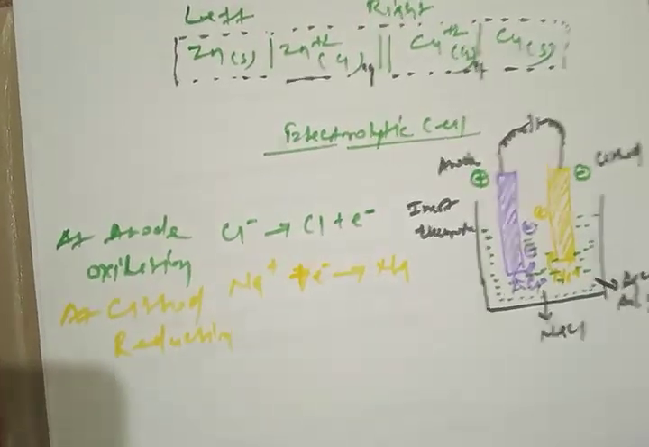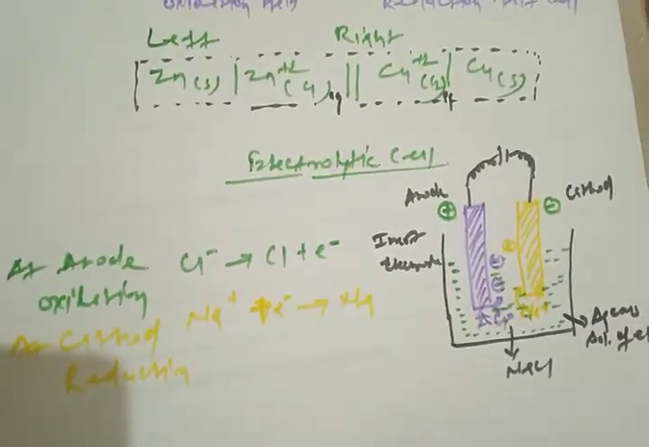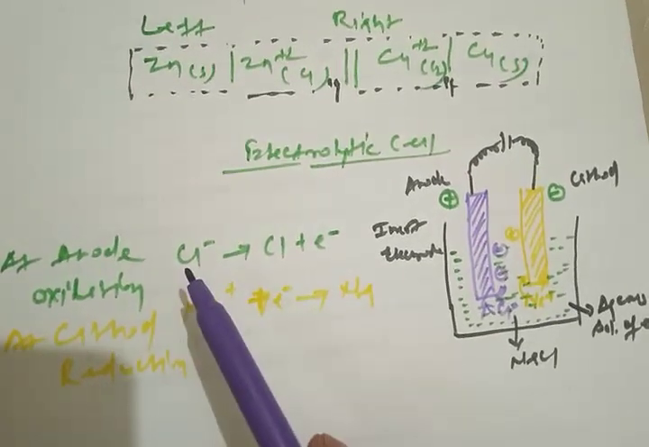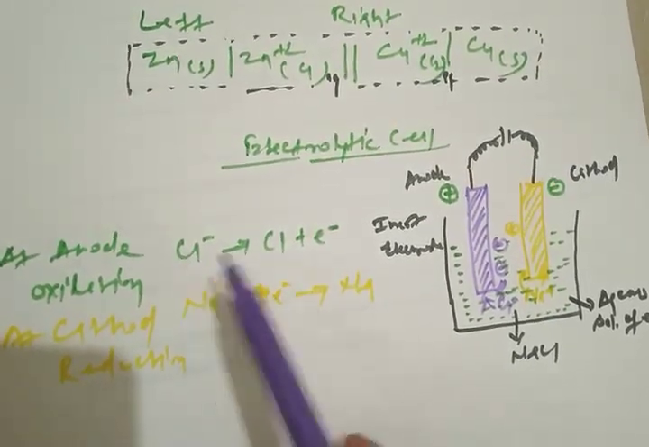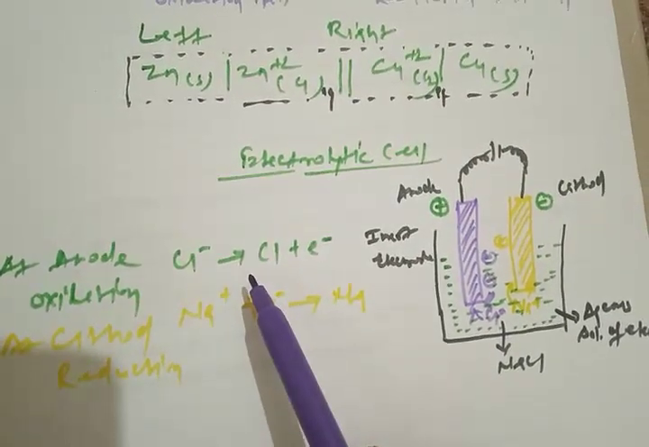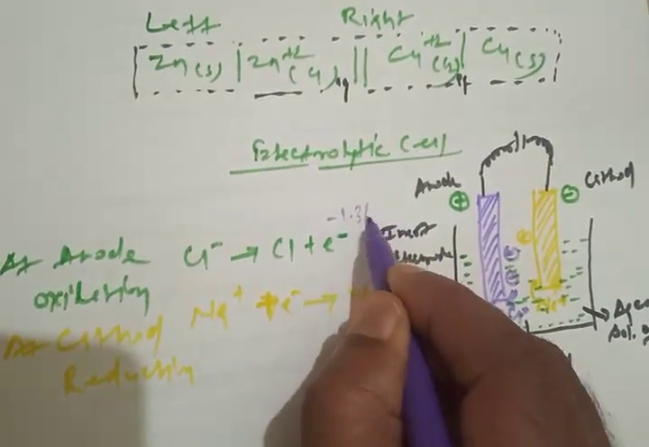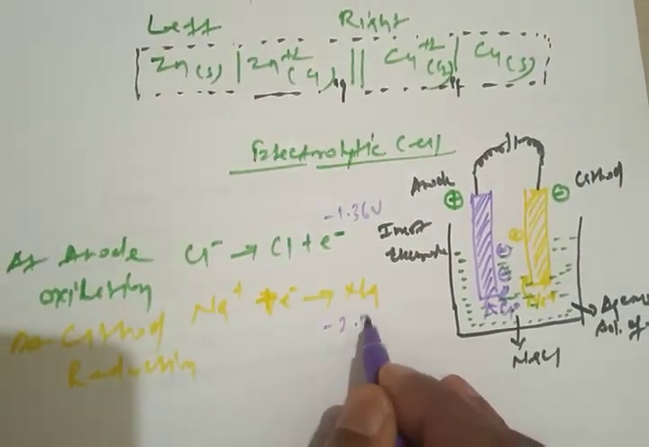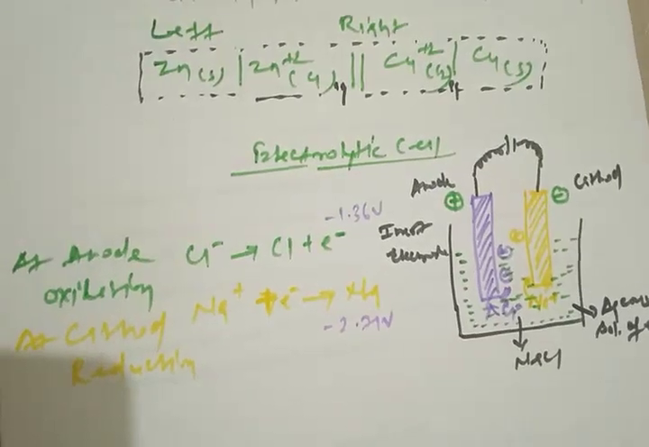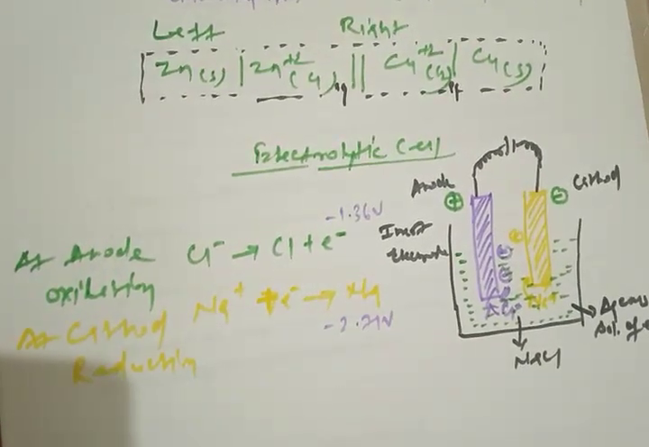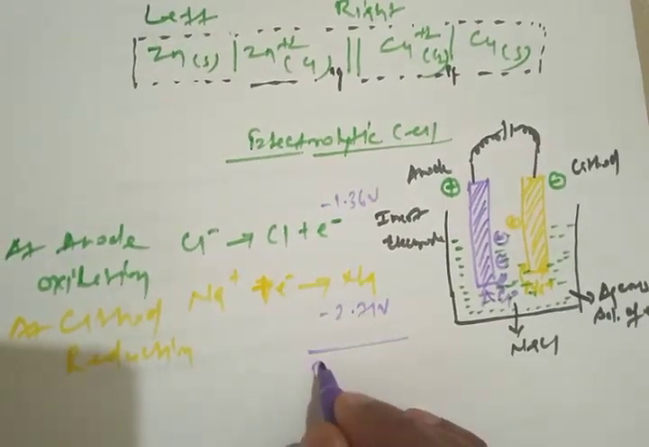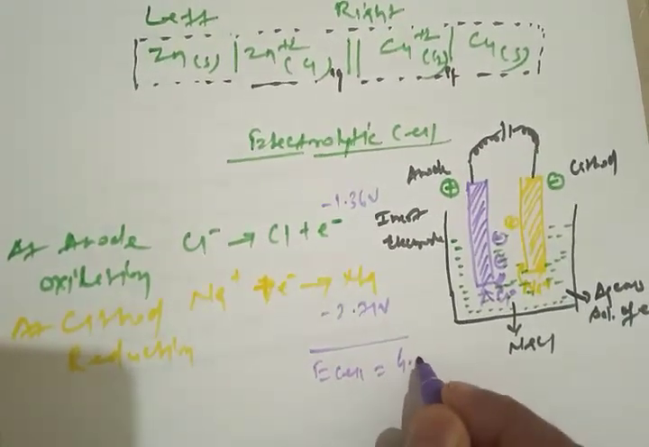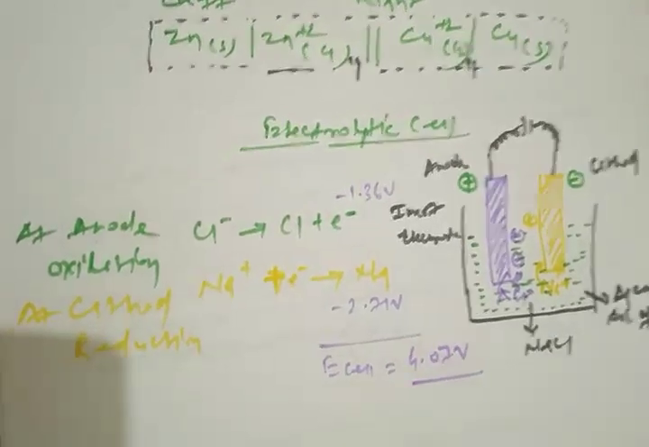Some numerical values we can also remember. To oxidize the chloride ion into chlorine, this oxidation requires minus 1.36 volt of supply, whereas this reduction requires minus 2.71 volt of supply. So the overall cell voltage is 4.07 volt. This is the setup of NaCl.